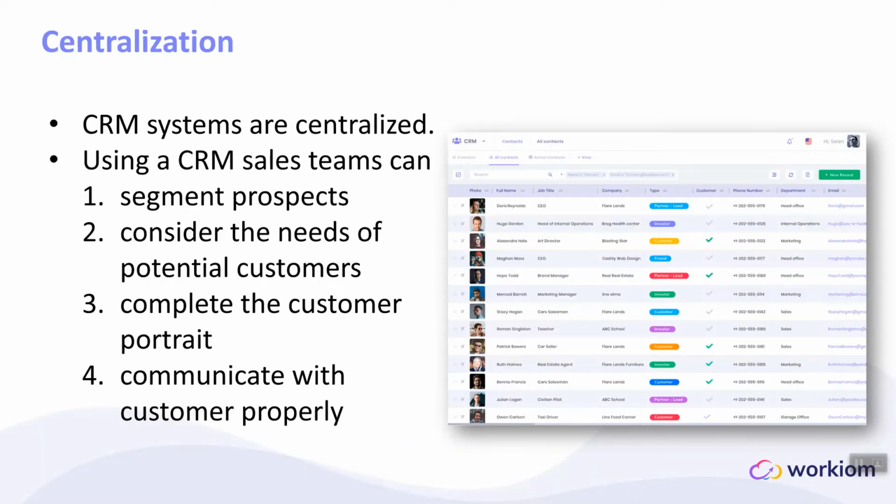Second, centralization. Back in the day, sales team or business owners would have the information about the prospects scattered around all kinds of platforms. Some of this information would be in the email inbox, some others in the calendar, or on the cloud, or simply on notepads. The good thing about CRM systems is that they centralize everything that is related with the sales or the lead in one single place. Using a CRM, sales team can segment their prospects according to different criteria and parameters. Consider the needs of potential customers based on their personal data. Complete the customer portrait with information from social networks, or simply communicate with them properly.